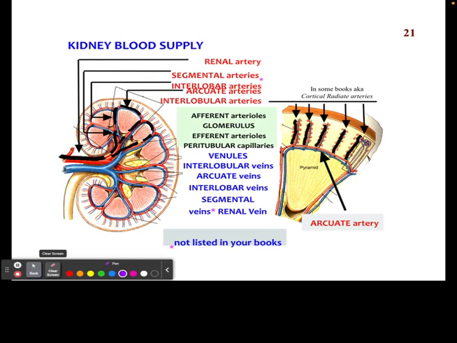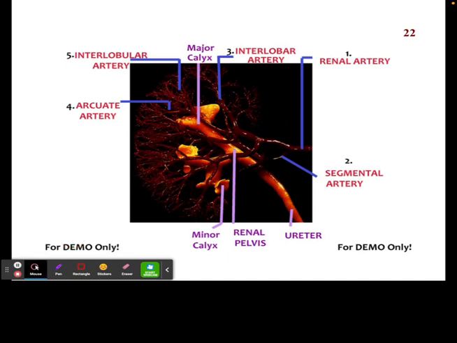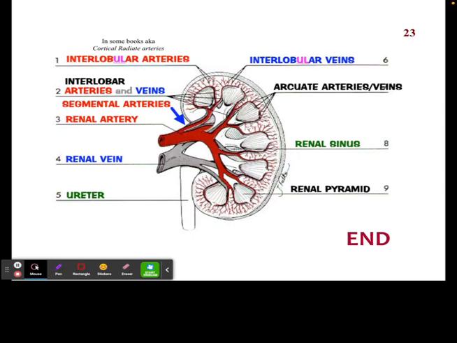Please do not overwhelm yourself with all these specific arteries. Just want you to get an idea of the pathway. Same thing with the veins, just get an idea of the pathway. Here's another image where you can see how these arteries and veins are going to branch out and get smaller and smaller. And then same thing here. So you can see specifically the different arteries and veins and how they travel throughout the cortex as well as through the renal pyramids.